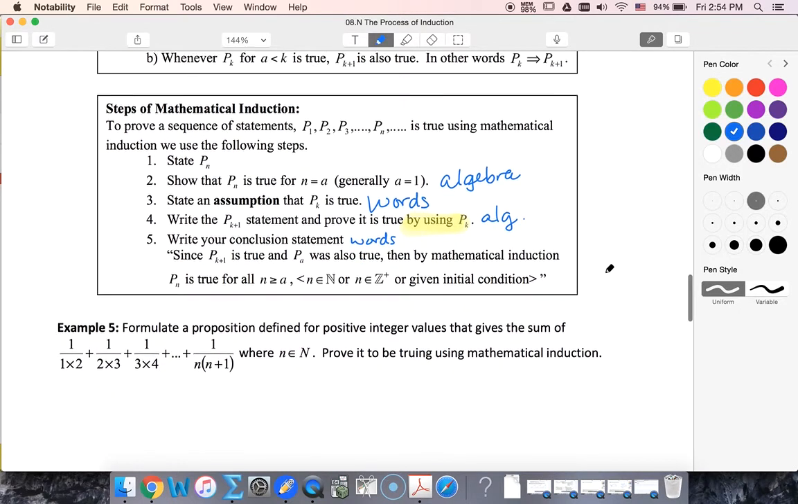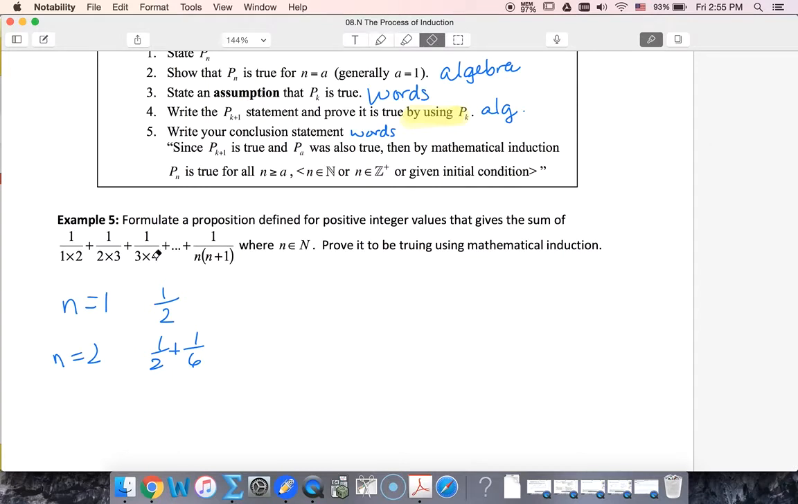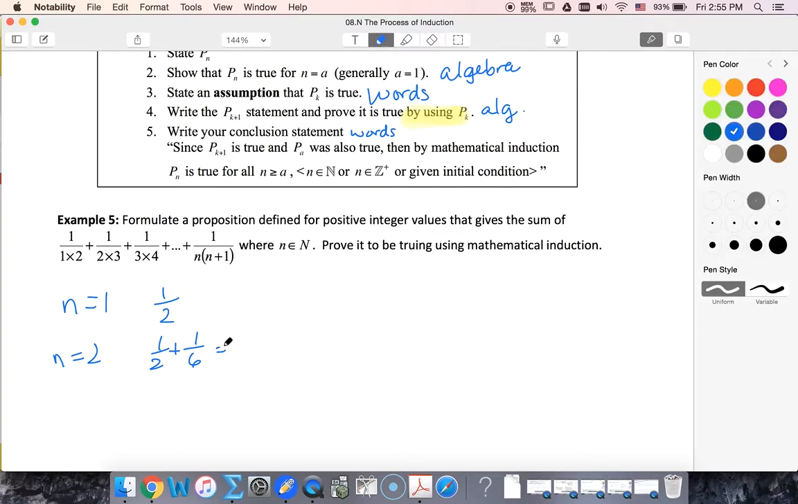So let's look at a specific example. Let's formulate a proposition defined for positive integer values that gives the sum of these terms. So we're looking at the sum of rationals formed in this pattern. Let's look at n equals 1. For n equals 1, we get 1/2. For n equals 2, we're going to get 1/2 plus 1/6. If I work that out, I'm going to get 4/6, which is the same as 2/3.